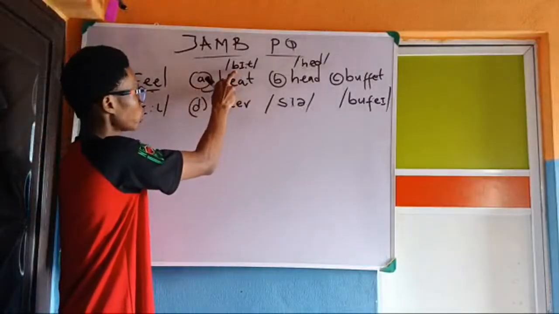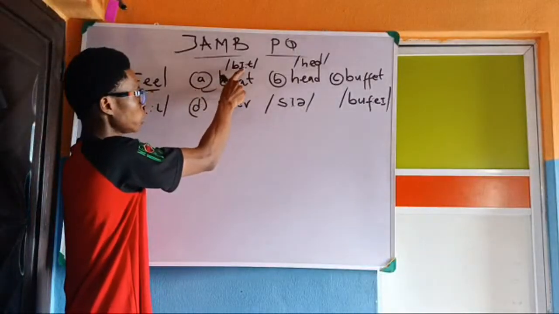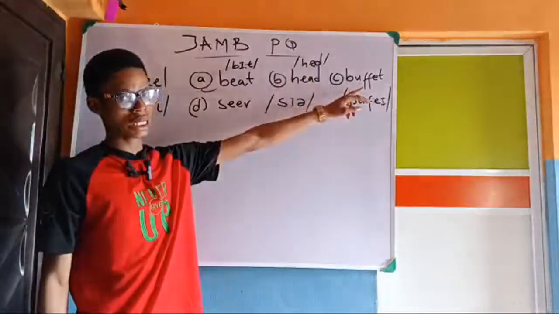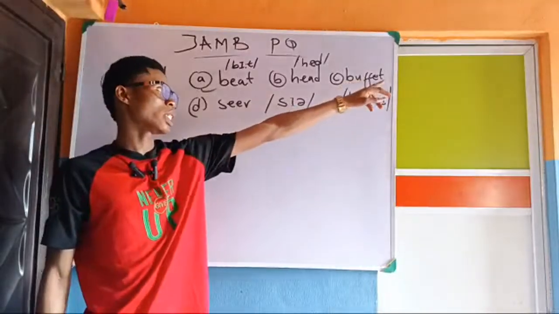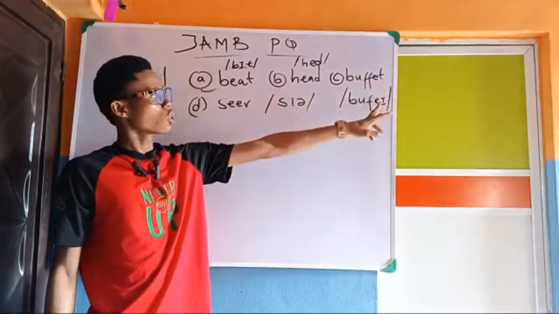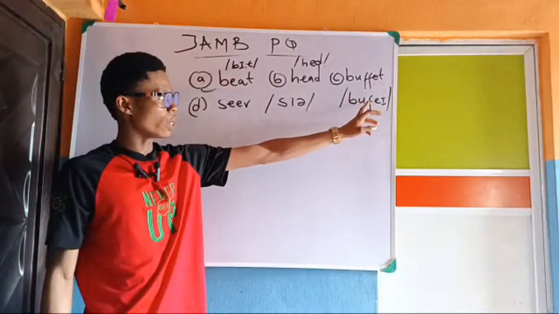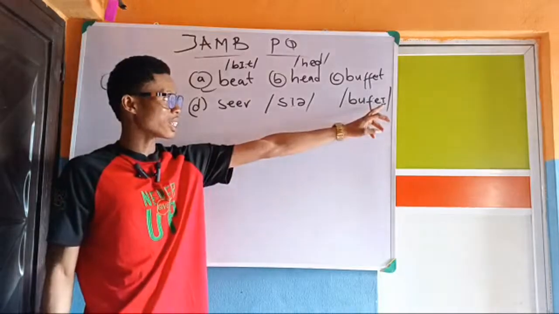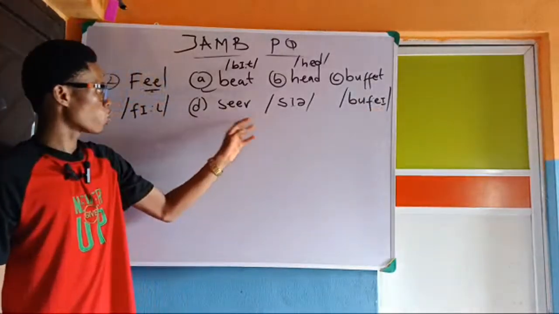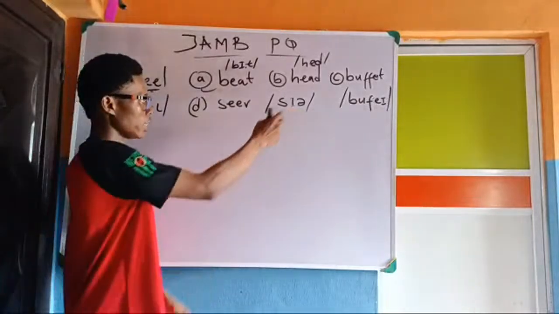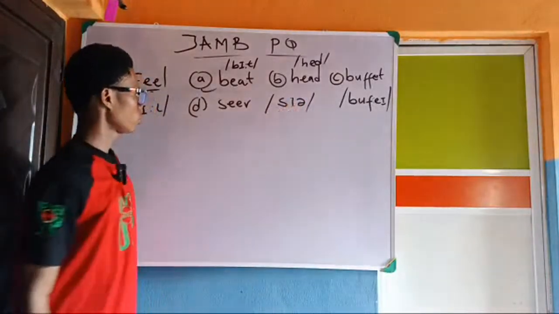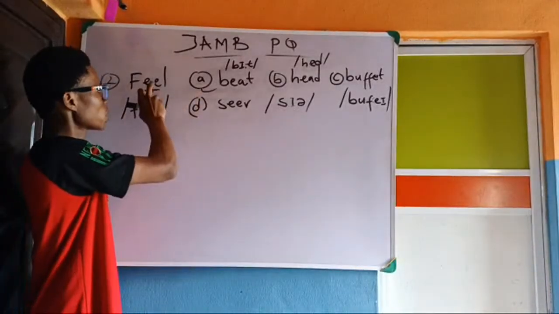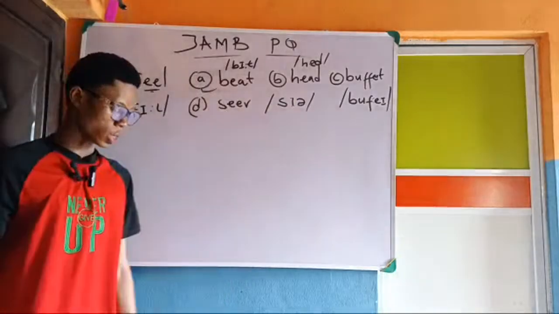If you transcribe this one, beat, I've transcribed it here already, head. Then this, I was saying, this is not pronounced buffet. First of all, the T is even silent. So it is pronounced buffet. It has the diphthong A. Then this one is pronounced sear. Alright, so you can see that the only one that has the same vowel sound as the one on the line is A. So A is the correct answer.